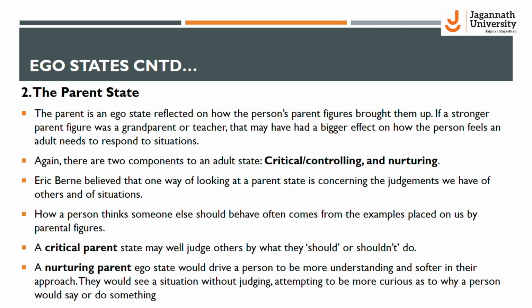So all those judgments come from parent state. How a person thinks someone else should behave often comes from the examples placed on us by parental figures. So our responses are coming from these ego states. A critical or controlling parent state may well judge others by what they should or should not do. So this is how most of the people advise and direct others on what they should or should not do. That is a critical or controlling parent state.